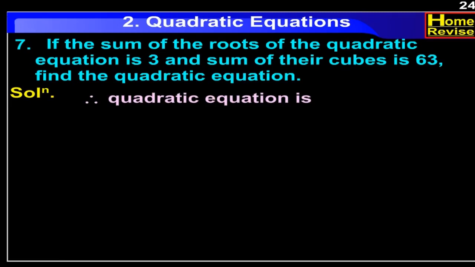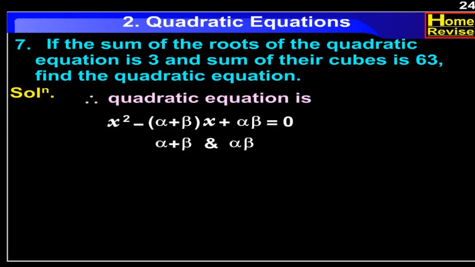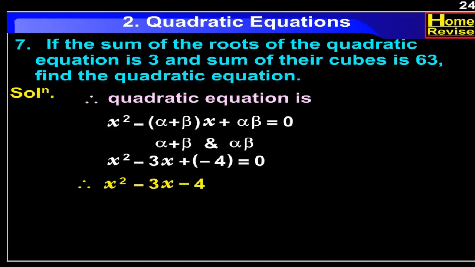Therefore, the quadratic equation is x square minus (alpha plus beta) into x plus alpha beta is equal to 0. Substituting the values of alpha plus beta and alpha into beta, we get x square minus 3x plus (minus 4) is equal to 0. Therefore, x square minus 3x minus 4 is equal to 0 is the required quadratic equation.